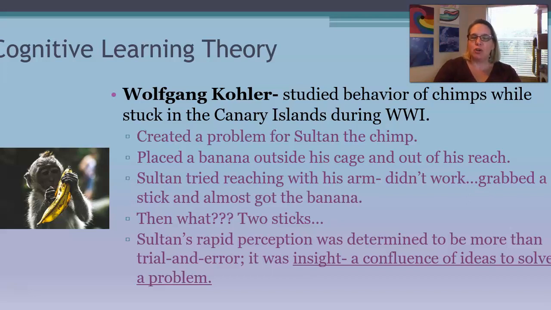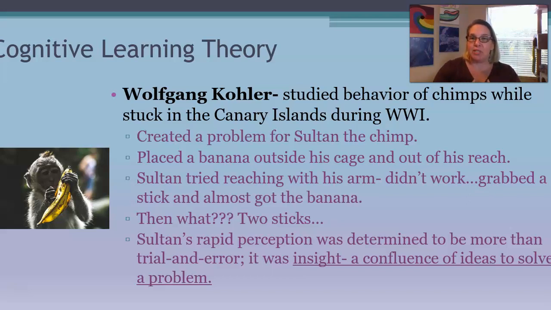So he was wondering, Kohler was wondering, what would Sultan the chimpanzee do? So Sultan tried reaching with his arm and that didn't work. And then he grabbed a stick and almost got to the banana, almost was there. Then he tried, let's put two sticks together.